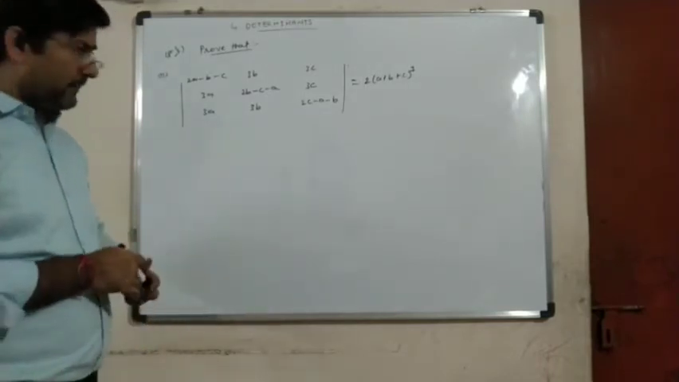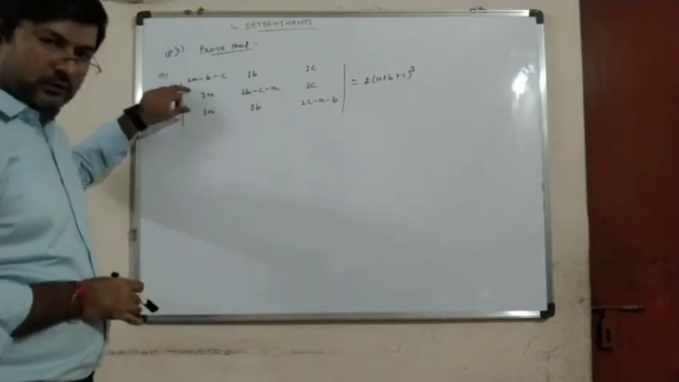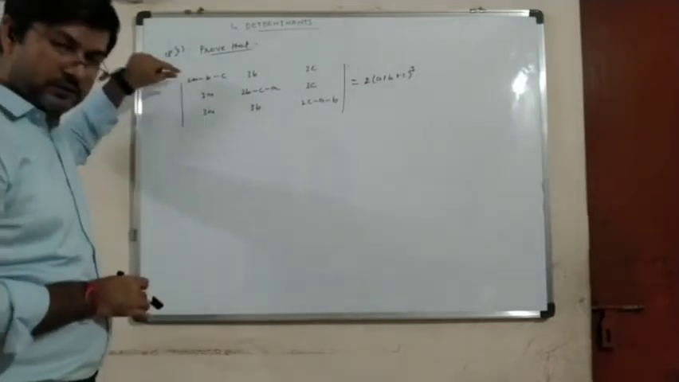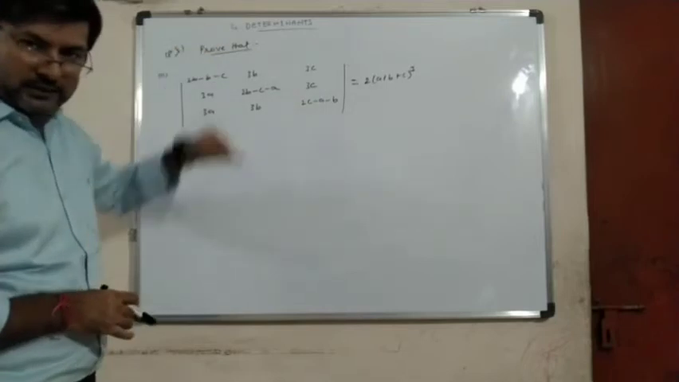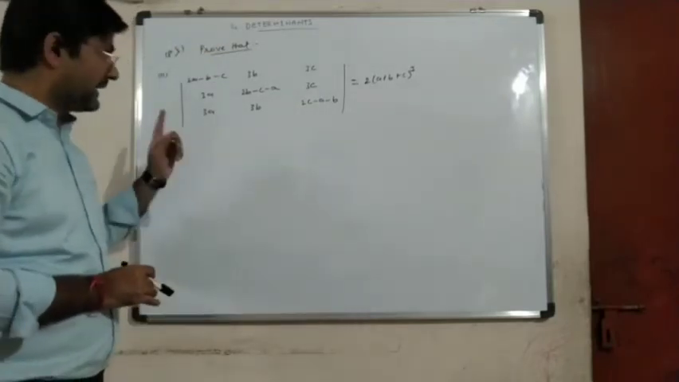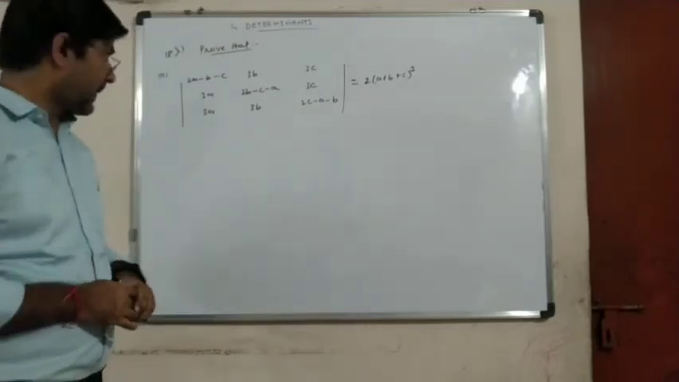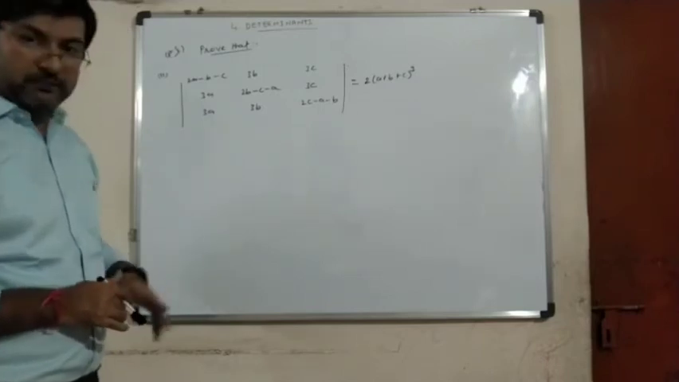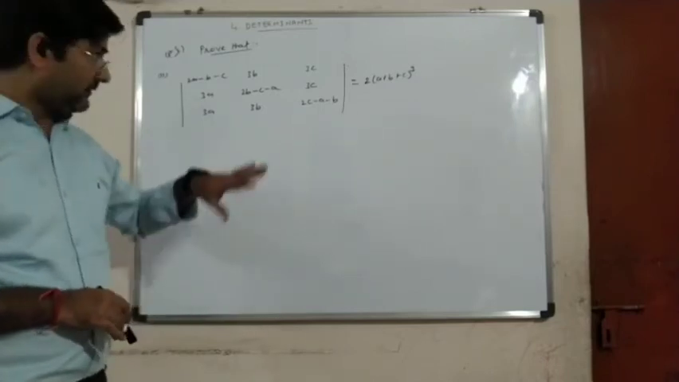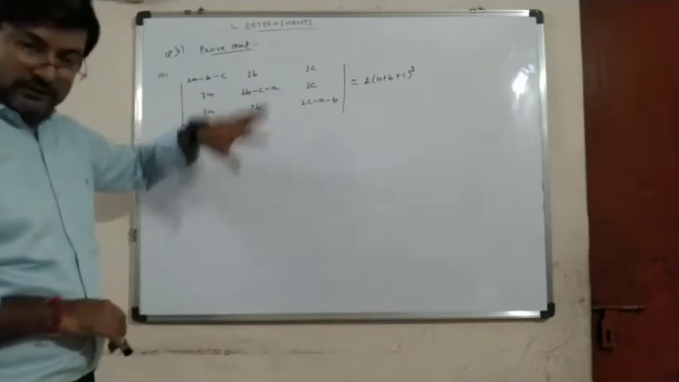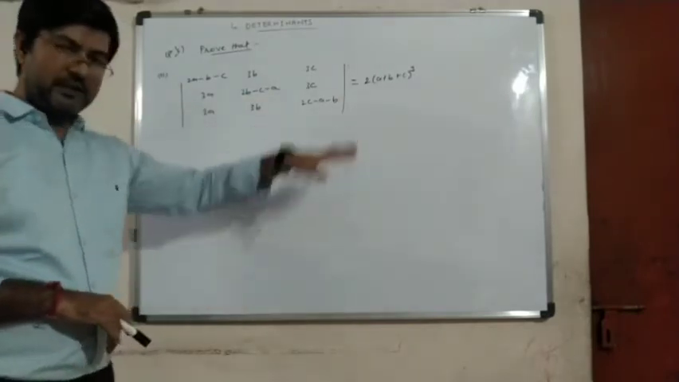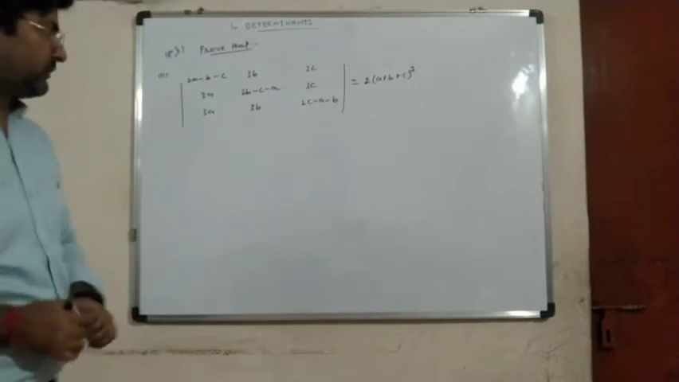You will notice that if we add the 3 columns on the first column, C1 plus C2 plus C3, if carried out, then we will get 2 into A plus B plus C. Yes or no? And then we can take 2 into A plus B plus C common, and then as we had proceeded in the previous question we will proceed.